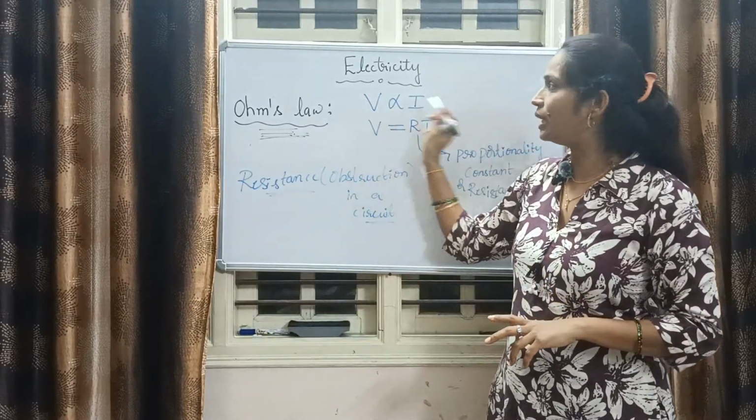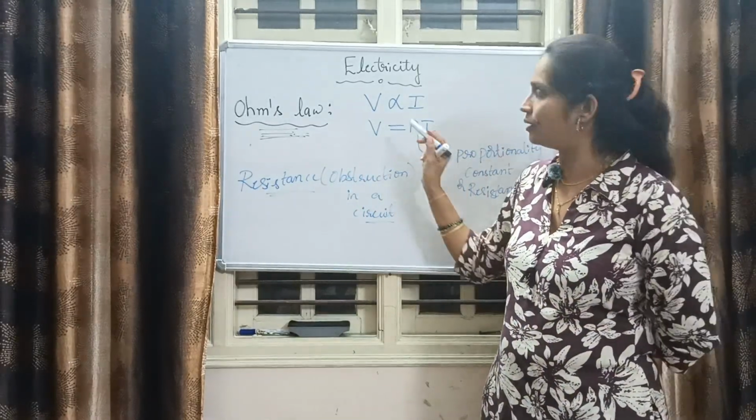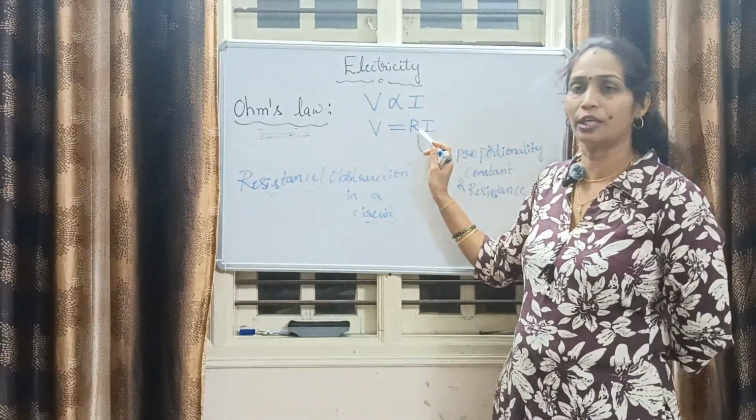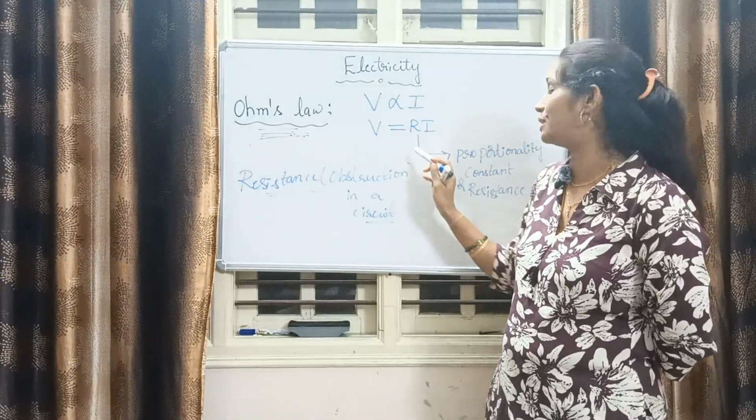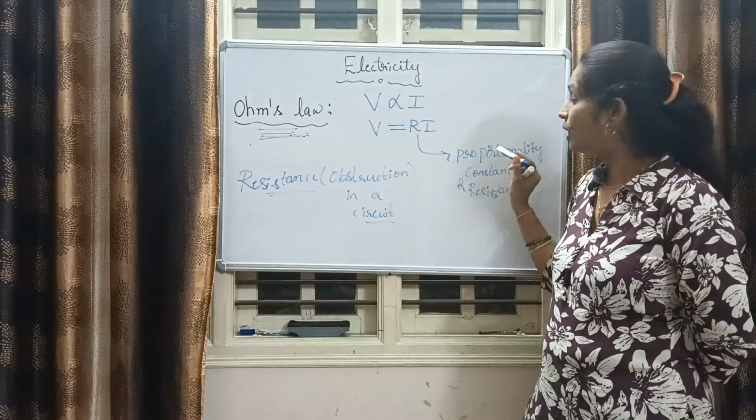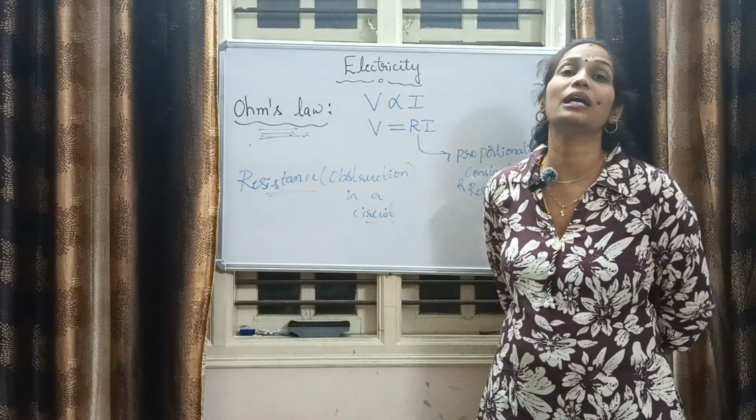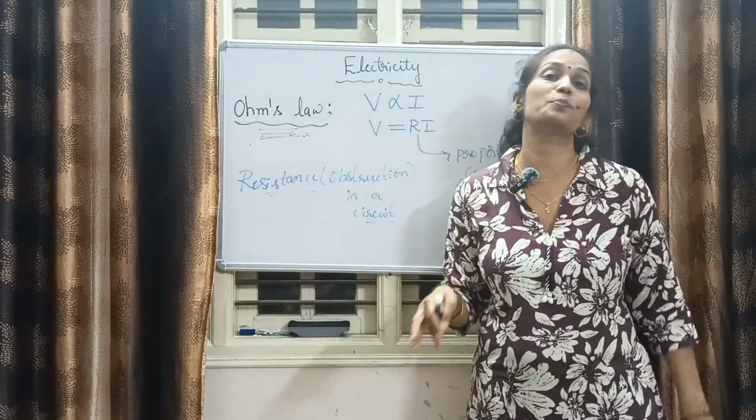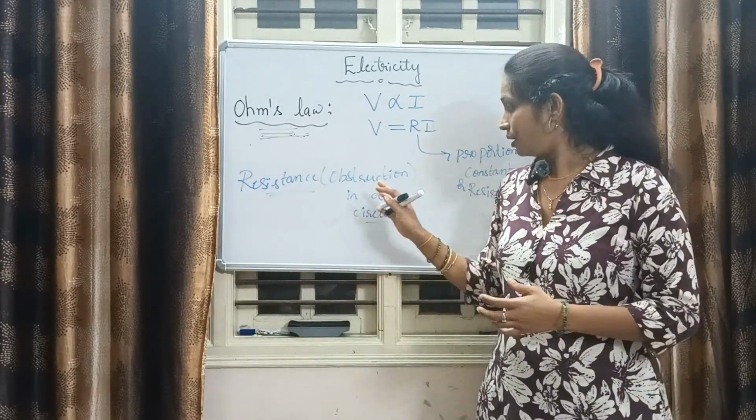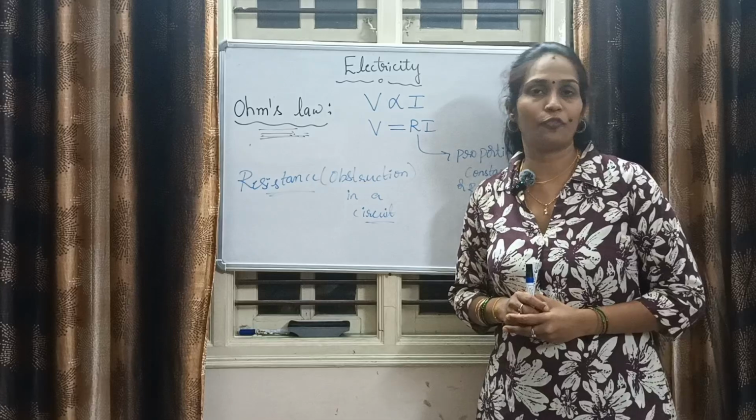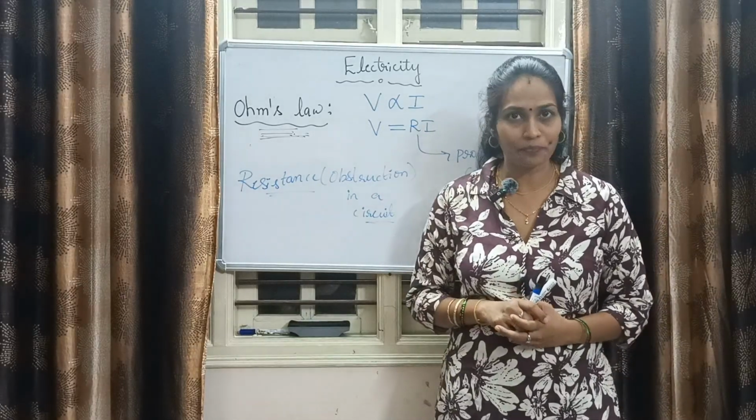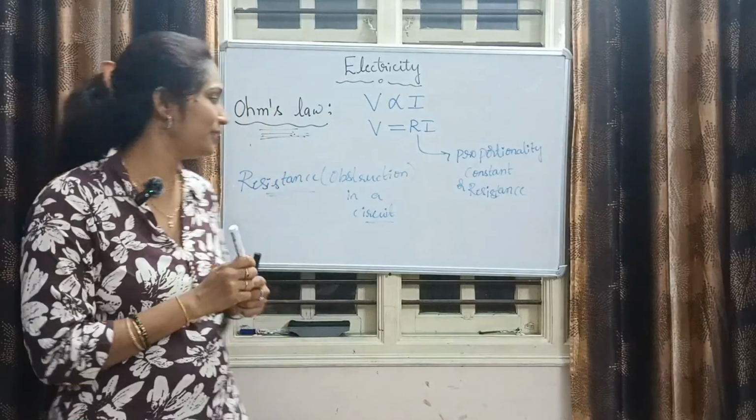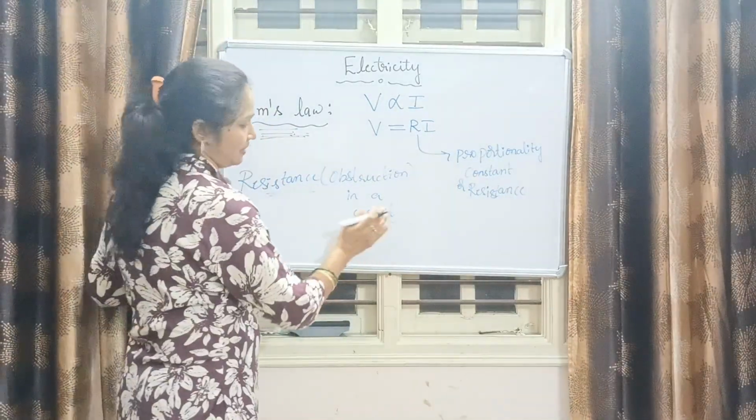Got it? This V is directly proportional to I. I wanted to remove this proportionality, so I introduced one proportionality constant, that is R. Correct? That R is nothing but resistance. That resistance is nothing but obstruction or a disturbance in the flow of current. Okay? Understood?